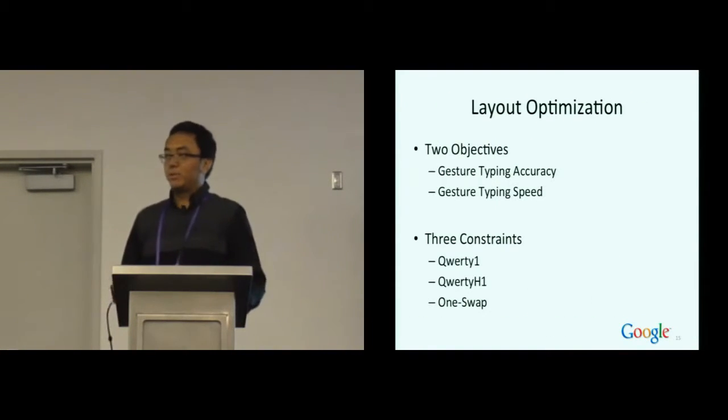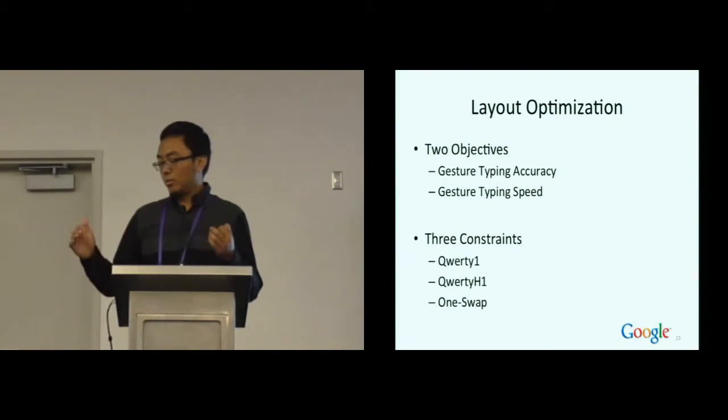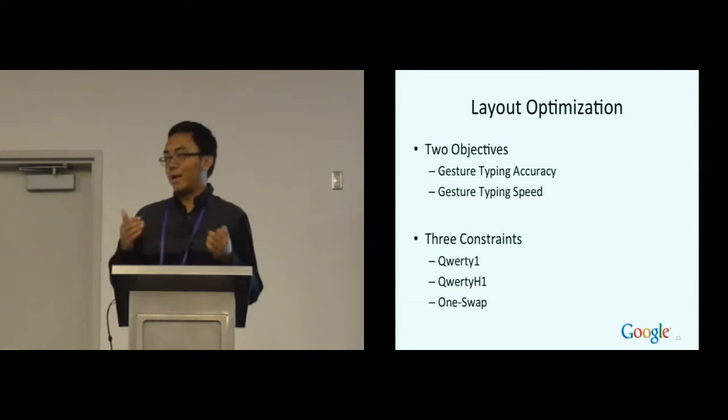So in this optimization problem, we try to optimize layout for two objectives, speed and accuracy. More specifically, we want to investigate if we add these three constraints separately, how will it affect the performance and whether it will improve the learning. It's a very typical Pareto optimization program.